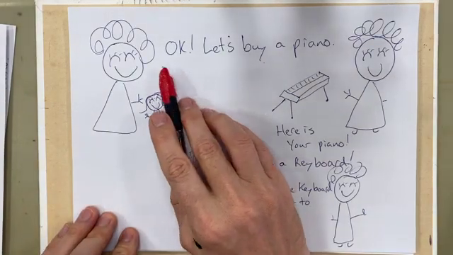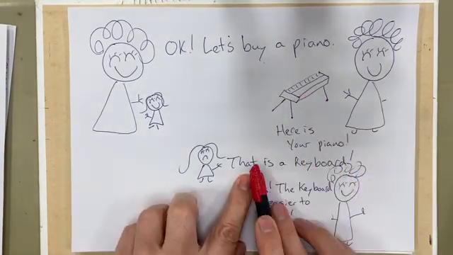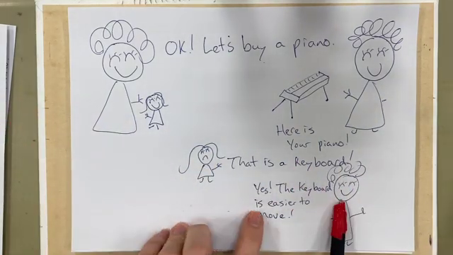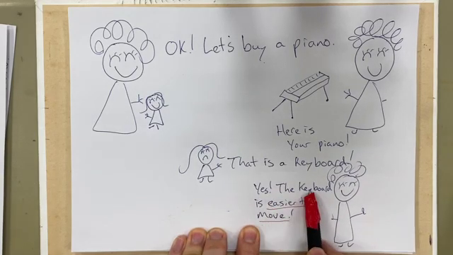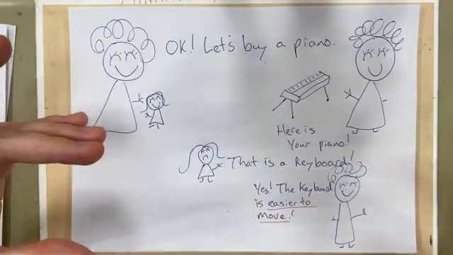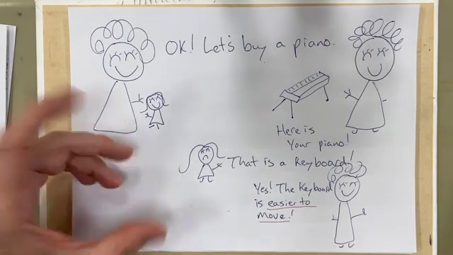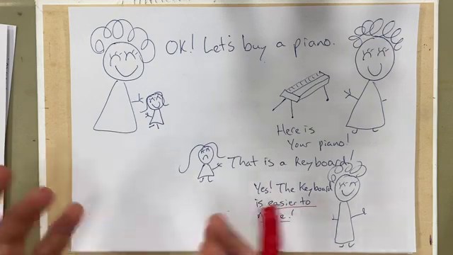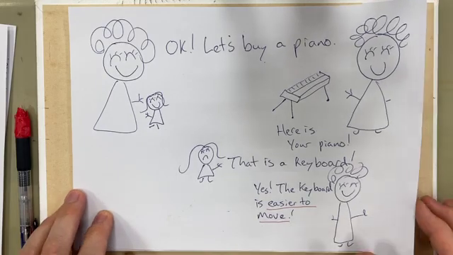So her mom says, okay, let's buy a piano. Just one, a piano. Here is your piano. And Doris says that is a keyboard. It's one keyboard of many. And the mom answers about some details about the keyboard. Yes, the keyboard, not this one, just the idea of keyboards. All keyboards are sort of thin and long and light. So she says, yes, the keyboard is easier to move. The piano, if we were talking about pianos in general, are hard to move. The piano is heavy. Okay, so there's your other use of the. Use it in your journal as best you can.